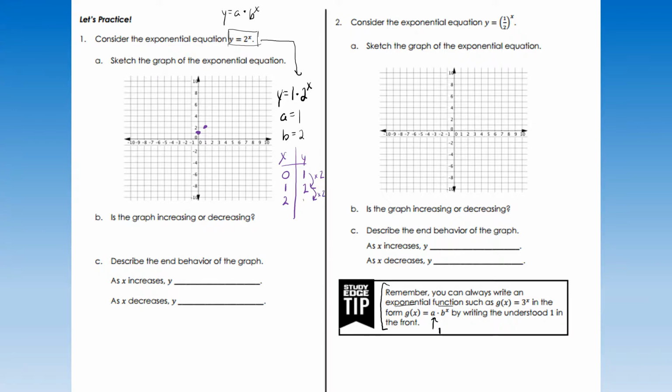So 2 times 2 is 4. So I go over to 2 and then up to 4. All right, what if I go over again? I'm going to take 4 now and multiply by 2, so I get 8. So for 3, x is up at 8. Okay? And you can kind of see how this graph is curving up.